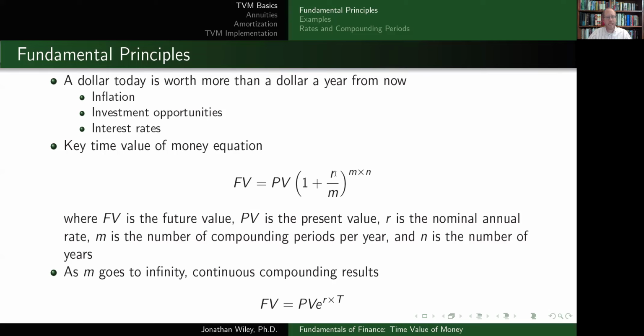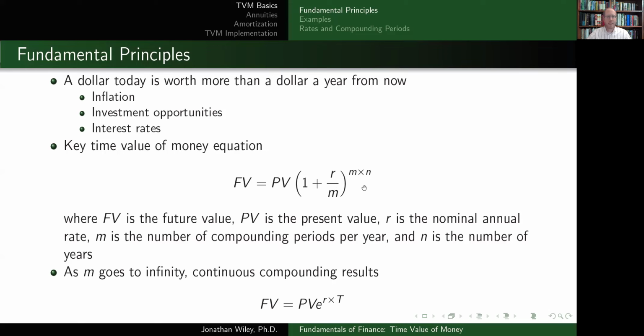R is the nominal annual rate. M is the number of compounding periods per year. N is the number of years. So let me give you an example. Let's suppose I had a situation where the nominal annual rate was 10%, so it's just 10% per year. And it's just one compounding period per year. So I'd have 10% divided by 1. So this would just be 10%. And then in the exponent here, I would take the number of years times 1, because it's 1 period per year. And that would be my exponent.